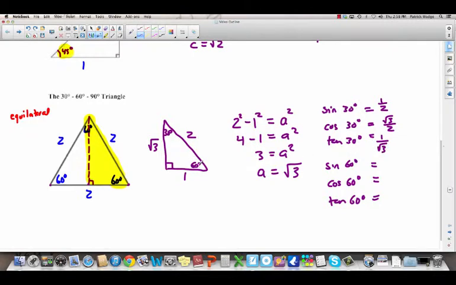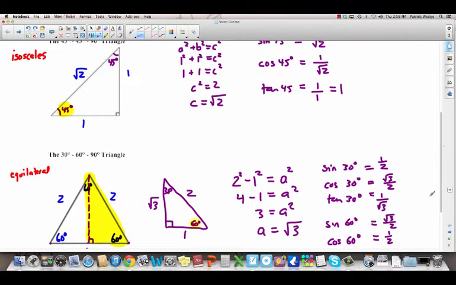Okay, sine 60. Now we look from the 60-degree angle. So we're now looking down at this angle, and I'm asking myself, sine 60, that's opposite, which is root 3, over hypotenuse, which is 2. Cos 60 is adjacent, which is 1, over hypotenuse, which is 2. And tan 60 is opposite, which is root 3, over adjacent, which is 1. Root 3 over 1 is just the same as root 3.